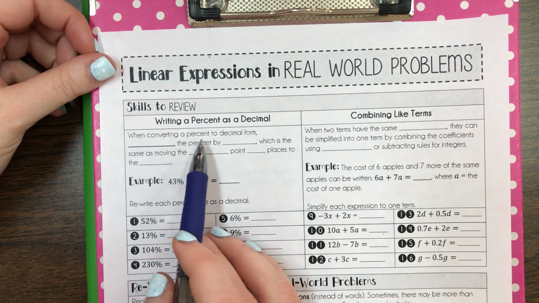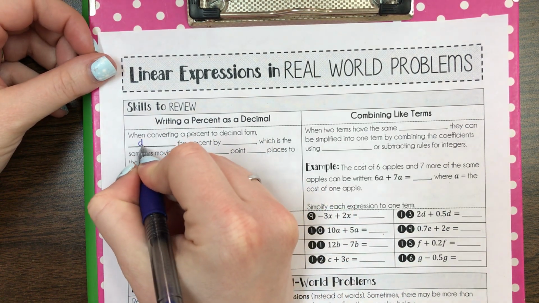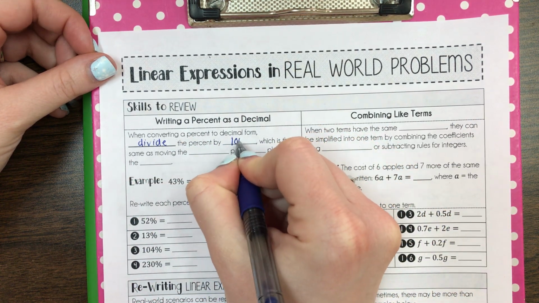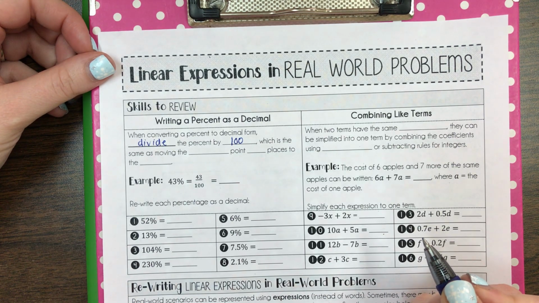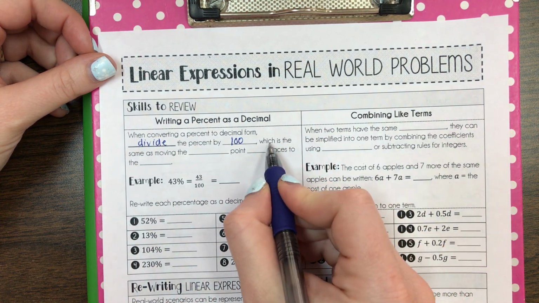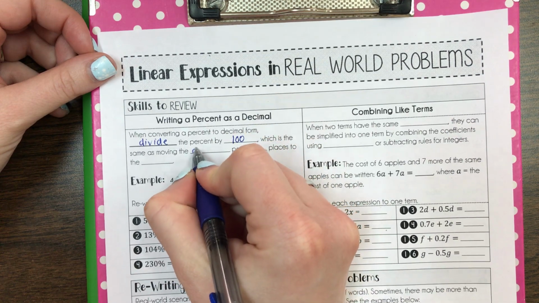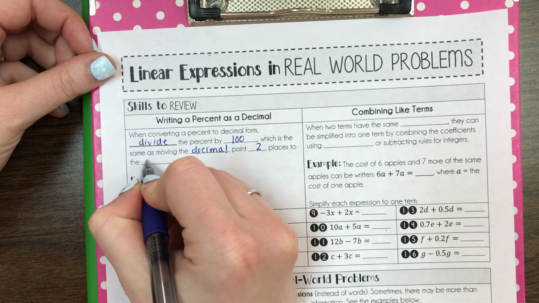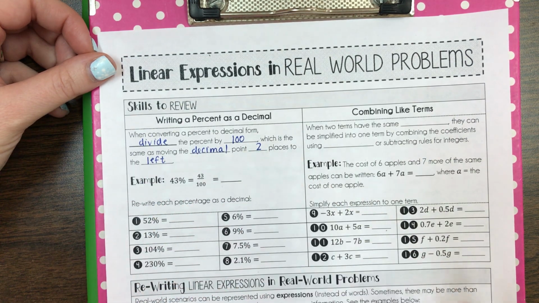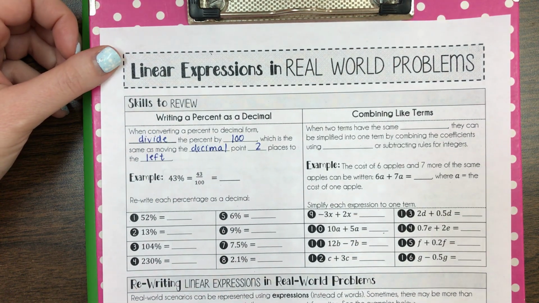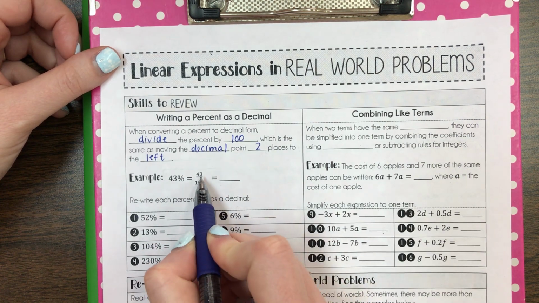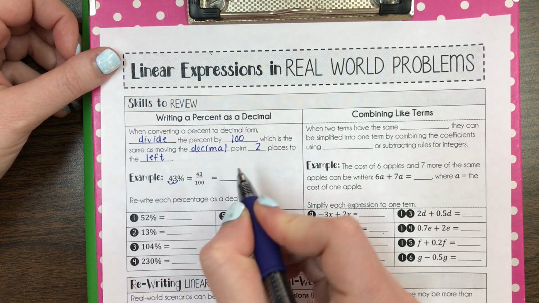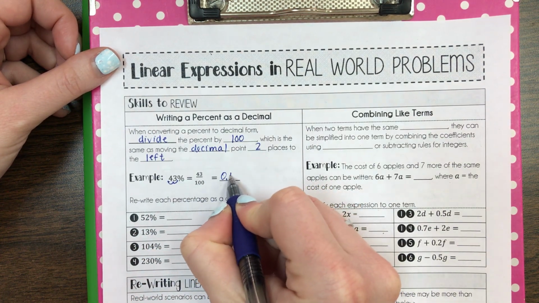So when converting a percent to decimal form, we divide the percent by 100, because remember, percent means per 100 or out of 100. So this is the same as moving the decimal point 2 places to the left. So if we look at our example here, 43%, well, that's the same as dividing by 100, or we can move this decimal 2 to the left, which is the same as 0.43.